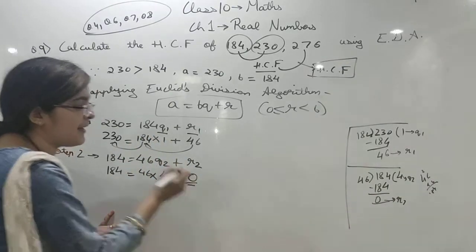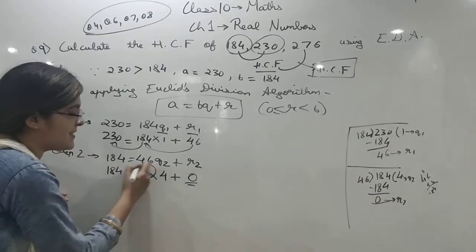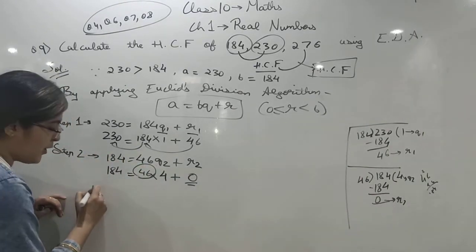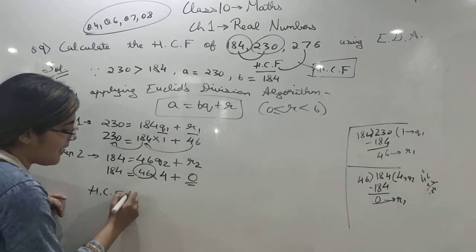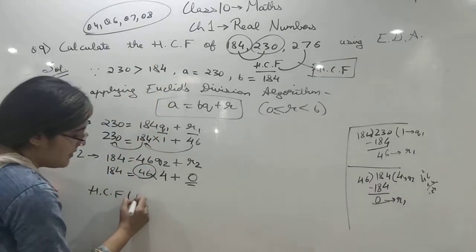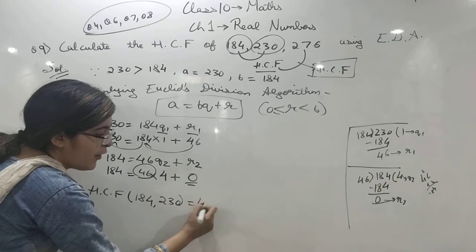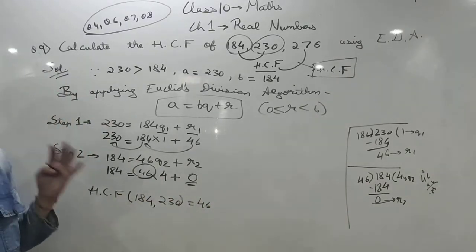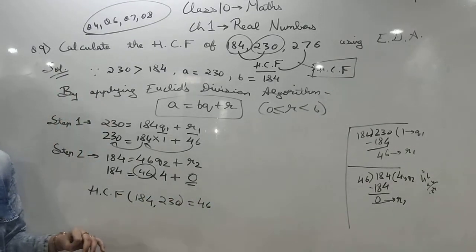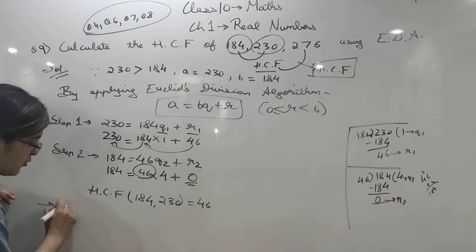Since your remainder came 0, what will be the HCF? 46. What we will write? HCF of first two numbers, 184 and 230, is 46. But now this is not the final answer. Now what we have to do?